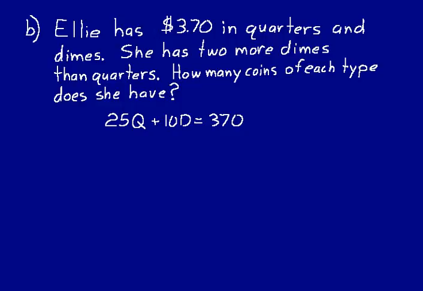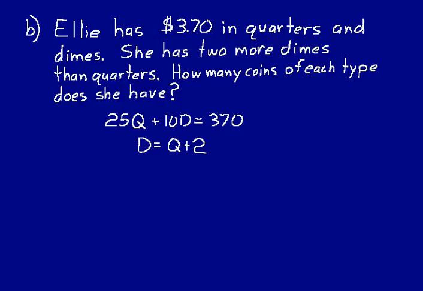Now we need one more equation, and let's just read that second sentence. She has 2 more dimes than quarters. Now let's just think about that. The dimes is equal to Q plus 2. There are 2 more dimes than quarters. That would be the right way to write that problem down. D equals Q plus 2. And you can think about it. If she had 5 quarters, then she'd have 5 plus 2 is 7 dimes. She'd have 2 more dimes than quarters.